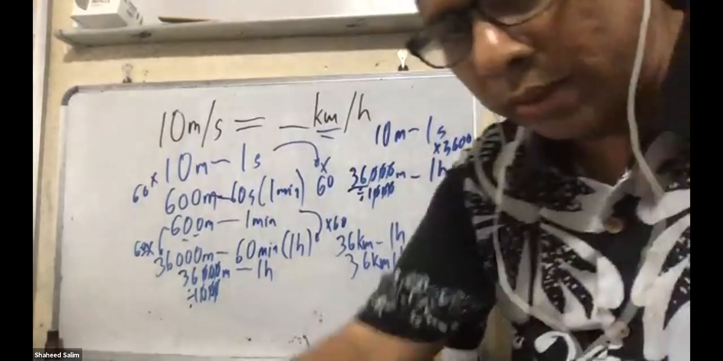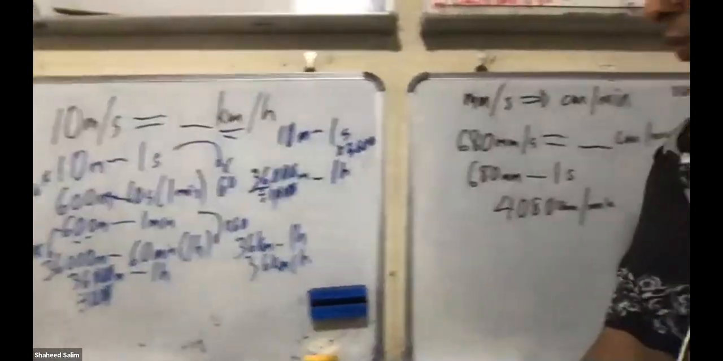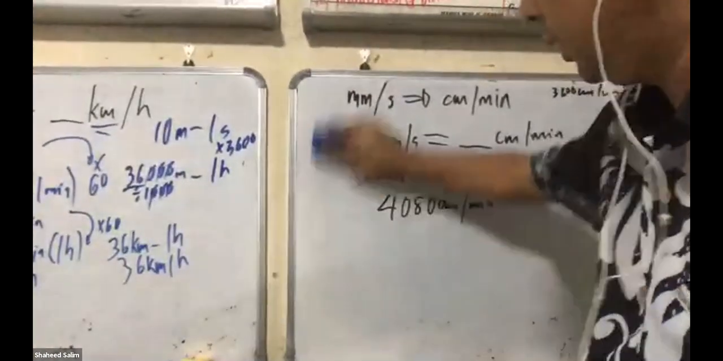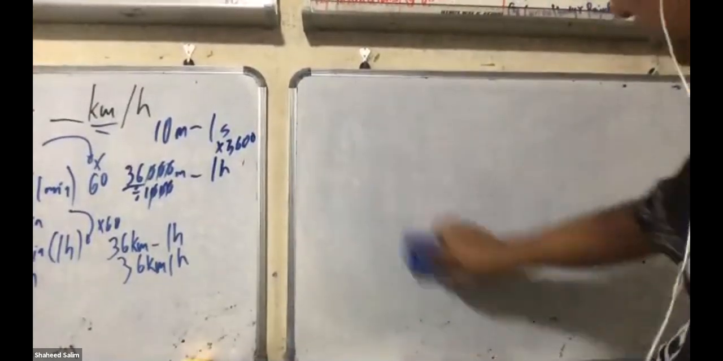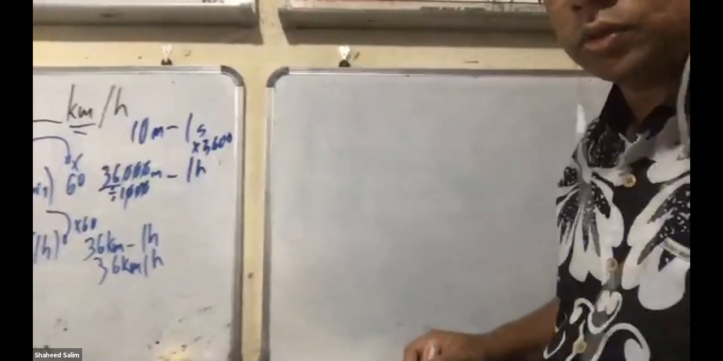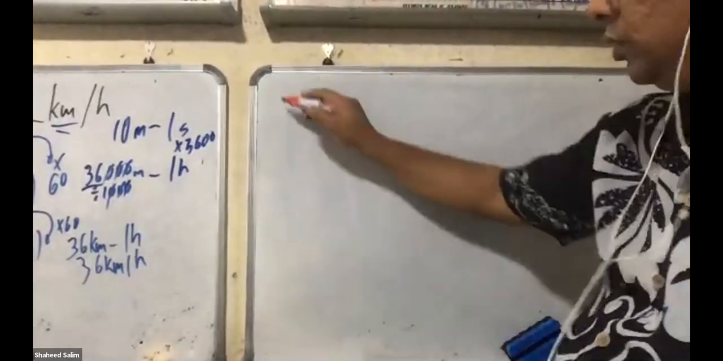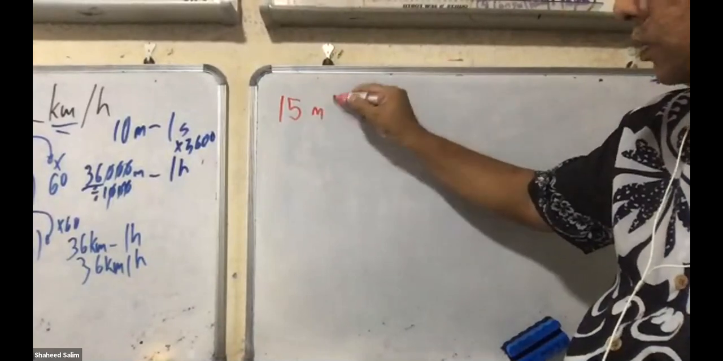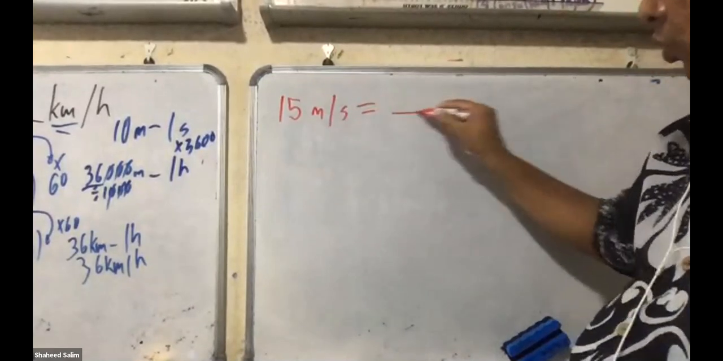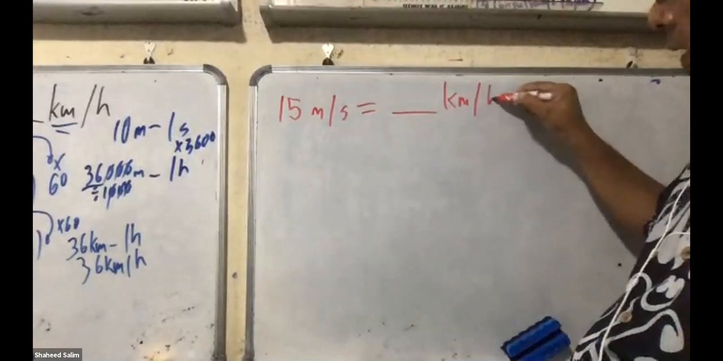We have to test you again. We have to test you to see whether you can do it or not. All right, we try. Now, same thing. I want you to change 15 meters per second. Change it to kilometer per hour.